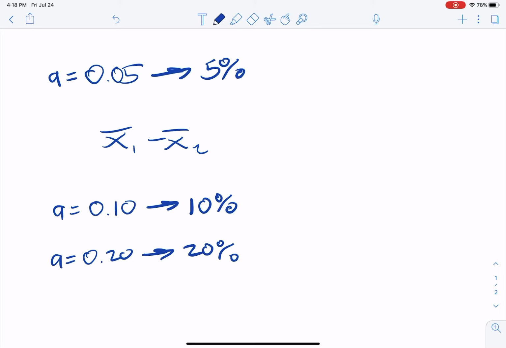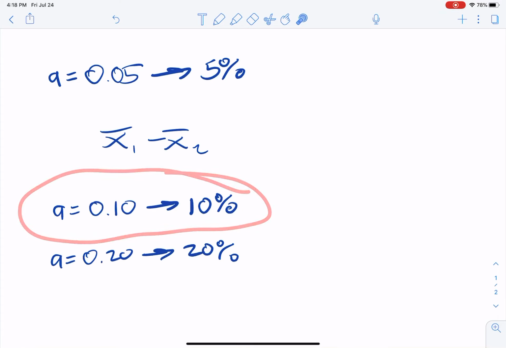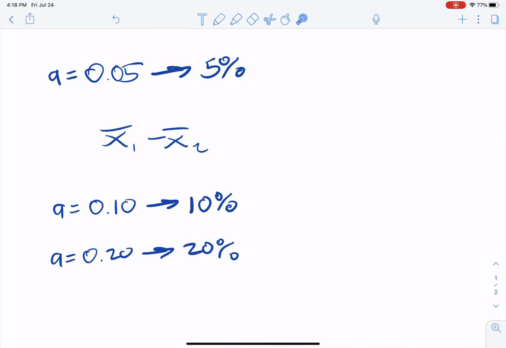And now it's totally arbitrary which one you pick, right? This one seems to be the one that everyone goes with. There are some fields of science that stick with a 10% chance of making an error, essentially. So in this case, we're cool with a 5% chance of being wrong. Here, we're cool with a 10% chance of being wrong. Here, we're cool with a 20% chance of being wrong, right? Leaving more up to chance, essentially.